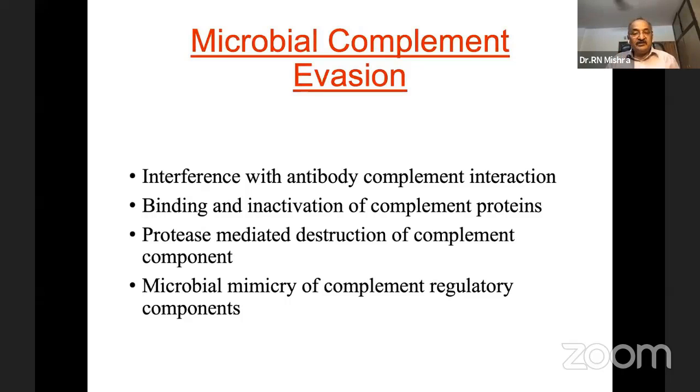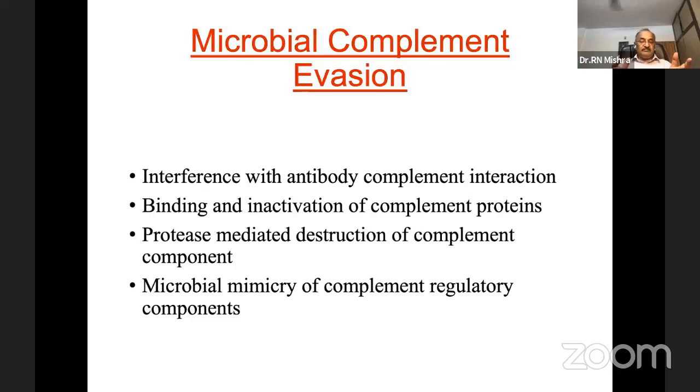The microbes have machinery to evade complement mediated lysis. They can interfere with antibody complement interaction, bind and inactivate complement proteins, cause protease mediated destruction of complement components, and microbes can mimic regulatory component proteins and cause inhibition of the complement activation.